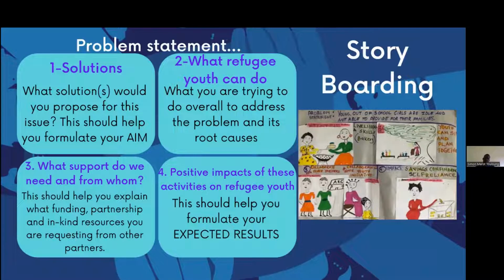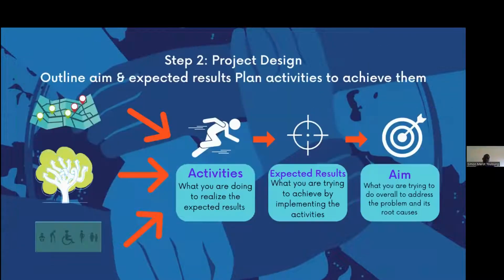So as you think through the activity, the expected results, the aim, use what you have learned from step one, which is the assessment. Everything that you learn through mapping the community, analyzing the root causes and the impacts of the problems, and assessing the vulnerabilities in your community will help you to design a better project that addresses the problems and is inclusive of diversity in your own community.